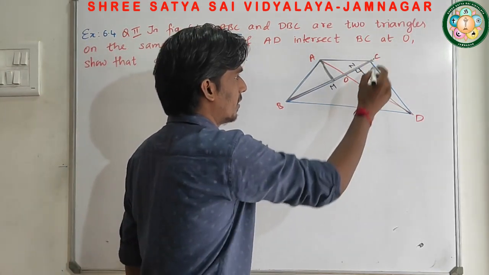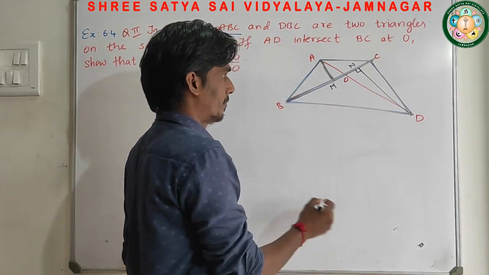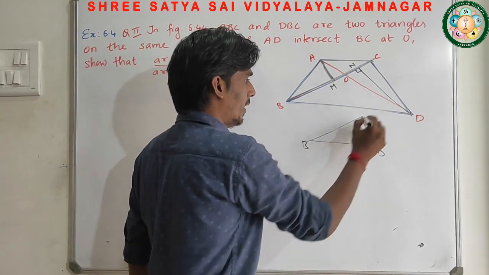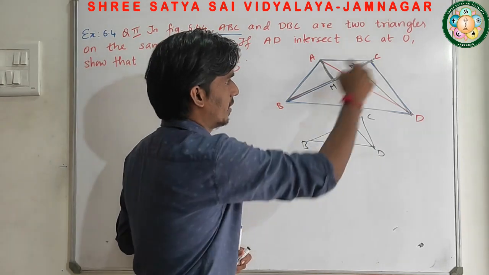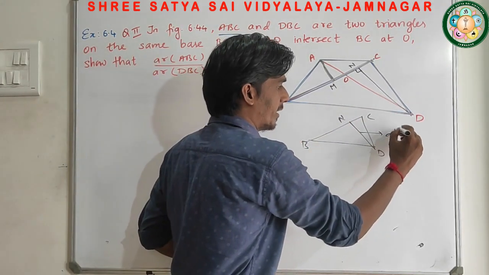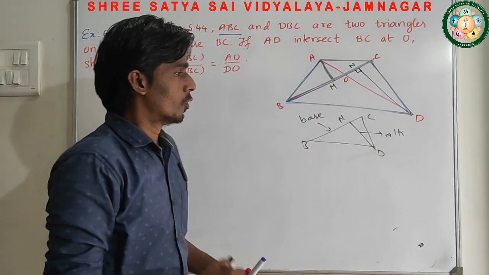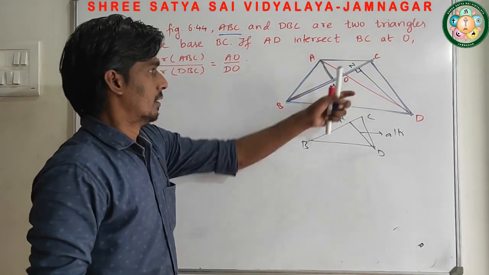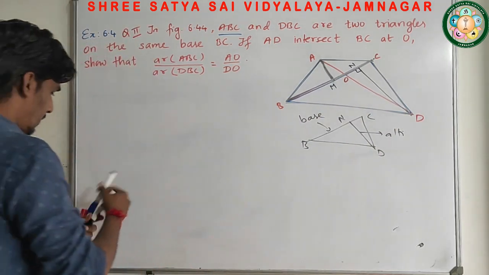Similarly for triangle DBC, if you look at only this much triangle, here it is D, here B, here C, and here it is N. For this triangle, DN is the height or altitude, and BC is the base. So we got the formula for area of triangle for both the triangles ABC and DBC. So let's start proving it.